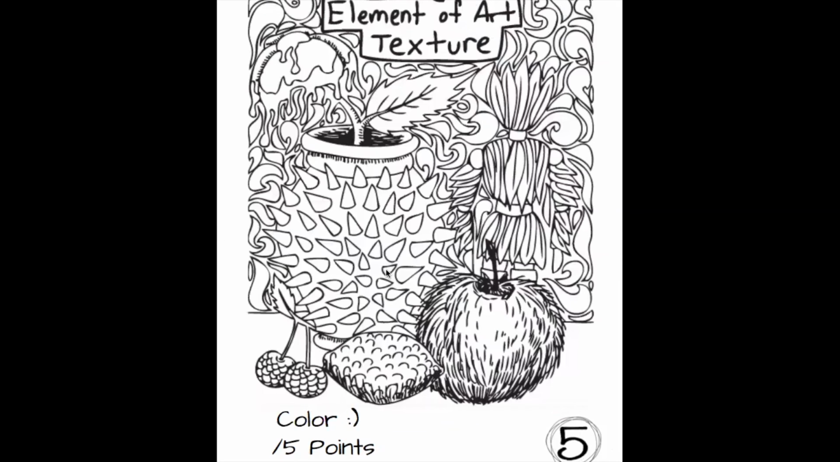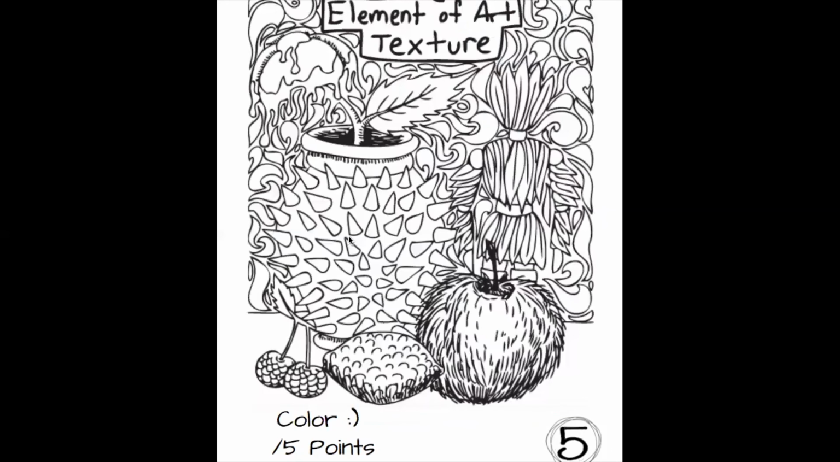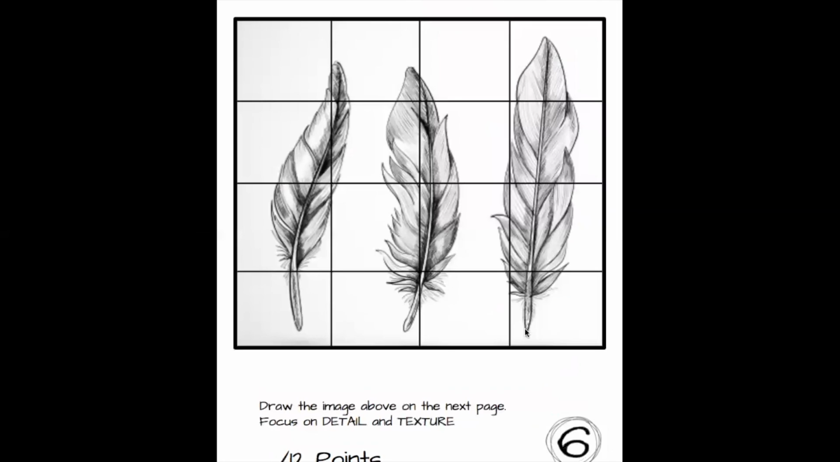All right, and then that's kind of our goal for today, is just to get to page 4. But let's go ahead and just talk about the rest of your sketchbook. So next week you will have page 5 due, which is just a coloring page. And then next week you will also have page 6 due, which is to draw feathers, okay?